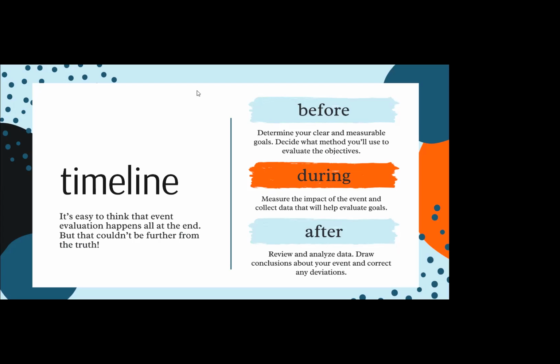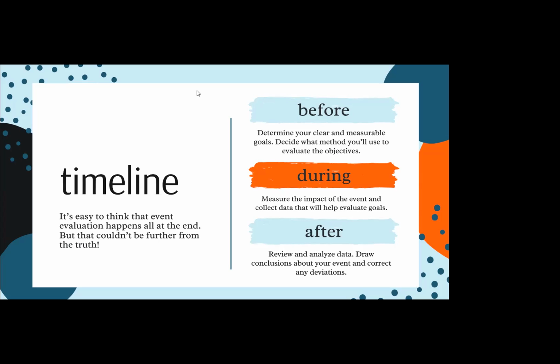Meanwhile, during the event, this is where you have to collect the data, and you're measuring the impact of your event, especially if you have goals that are more about the quality of your event and how people liked it or how people were experiencing it. You sort of have to take a step back and observe. And then finally, after everything is said and done, that's when you can review and analyze data, draw conclusions about your event, and then correct any deviations.